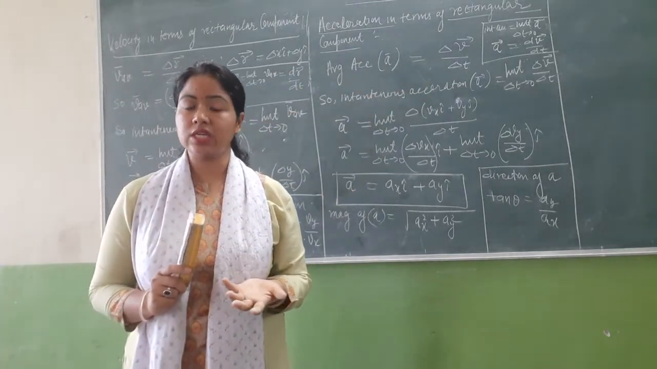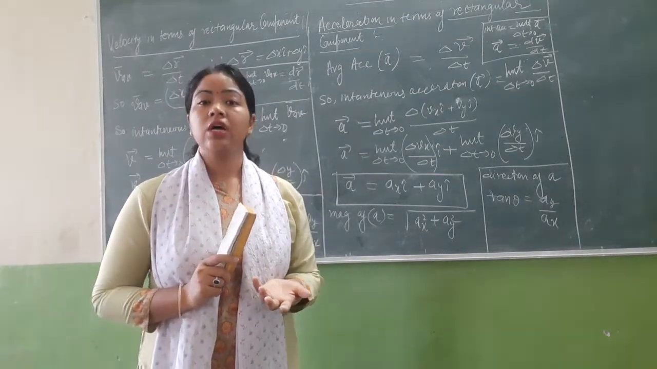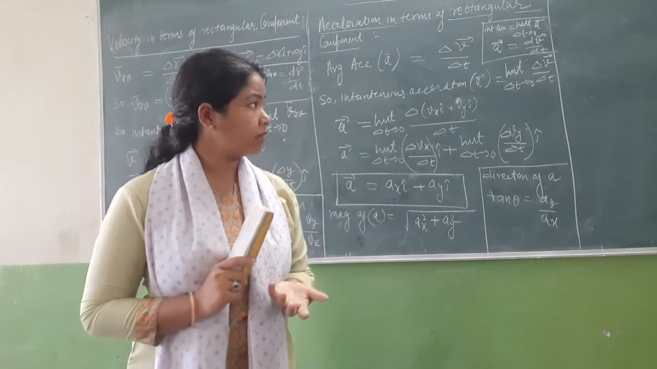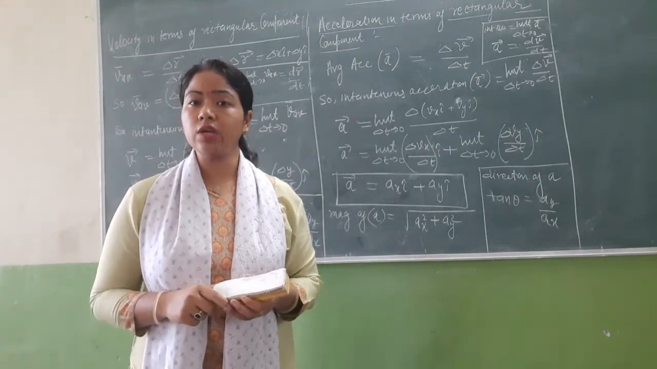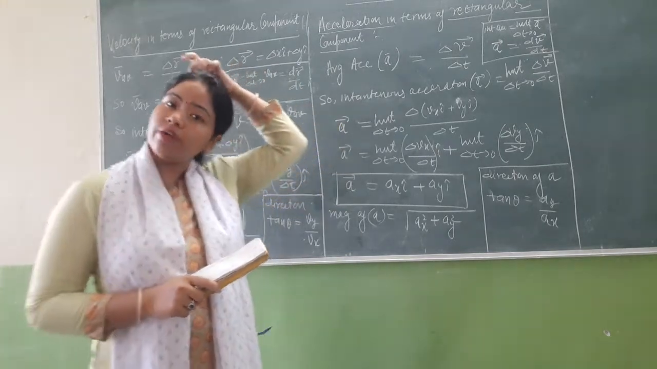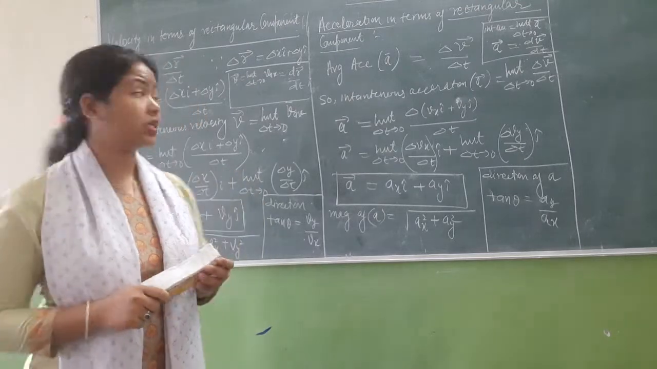Similarly, we can convert the value of acceleration also. So instantaneous acceleration will be equal to the limiting value of average acceleration as delta t tends to 0. In that case, it converts into the instantaneous value dv upon dt. So now if we have the rectangular components, how will we do it?